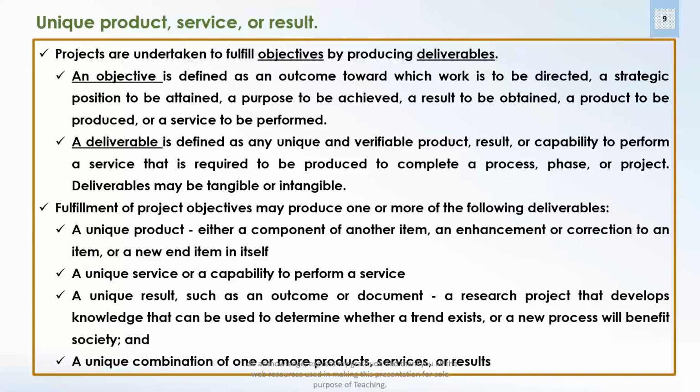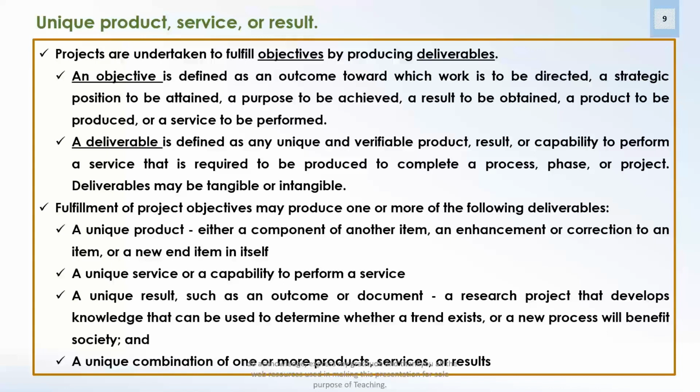A unique result, such as an outcome of a document, or a research project that develops knowledge that can be used to determine whether a trend exists or a new process will benefit society. It means research work is also a deliverable. Supply chain was one of the practical examples. In addition to supply chain, there is the example of research work, and the results of that research work will improve your existing processes, or they will identify new add-ons to your processes. So those unique results are very essential in project management.